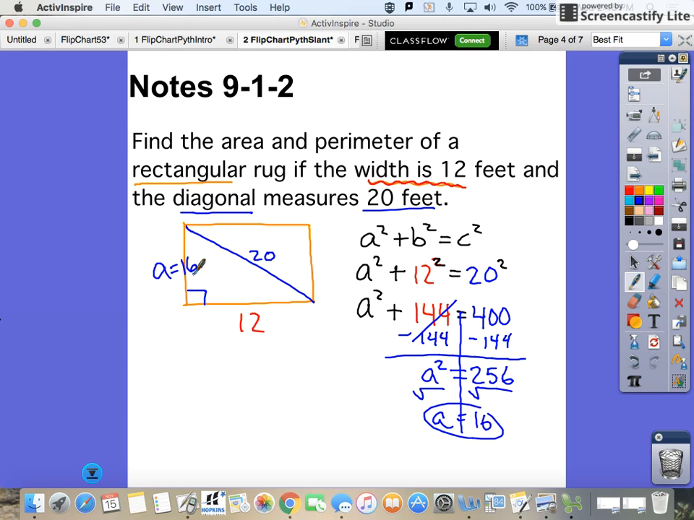Now they wanted to know the area. Well, to find area of a rectangle, it's base times height. So we're going to do 16 times 12, now that we know that missing side. We get 192 square feet because it's area.